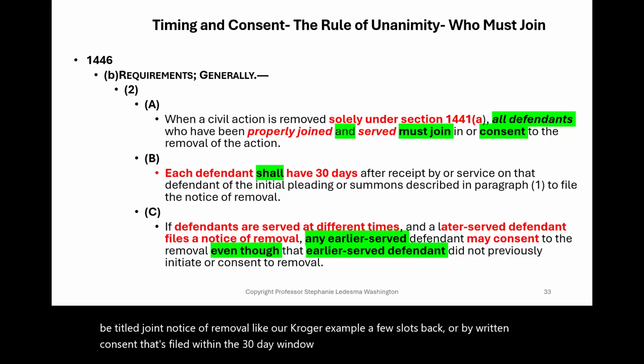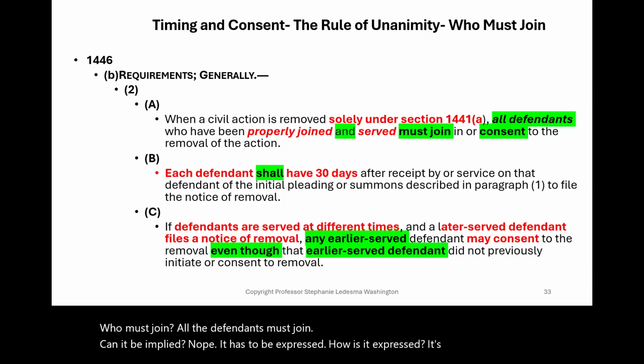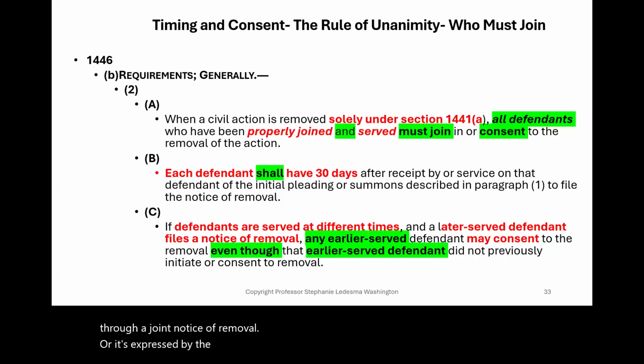or by written consent that's filed within the 30-day window. So who must join? All the defendants must join. Can it be implied? Nope. It has to be expressed. How is it expressed? It's either expressed through a joint notice of removal, or by the other defendant or defendants signing a consent and filing that with the court within 30 days.